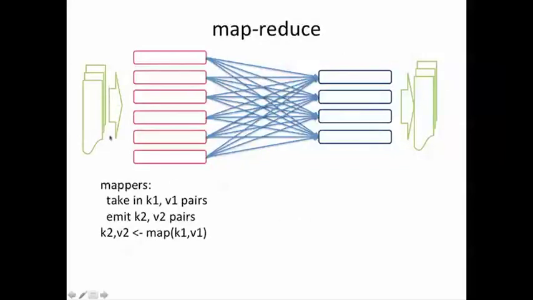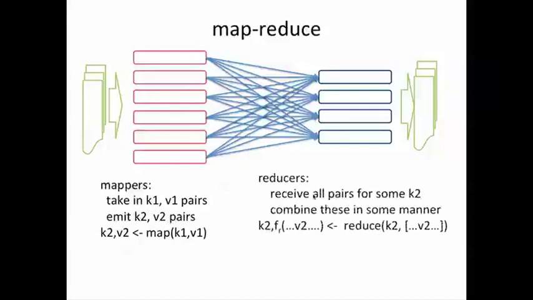Mappers read data in the form of key value pairs K1, V1, and for each such K1, V1 pair, a mapper may emit one or more pairs of the form K2, V2. In our word counting example, K1 was document ID, V1 was the contents of the document, whereas K2 was the word and V2 the number of times a word occurred in a particular document.